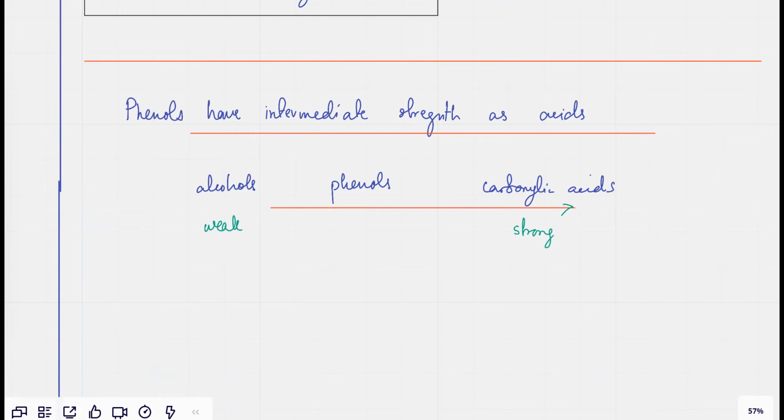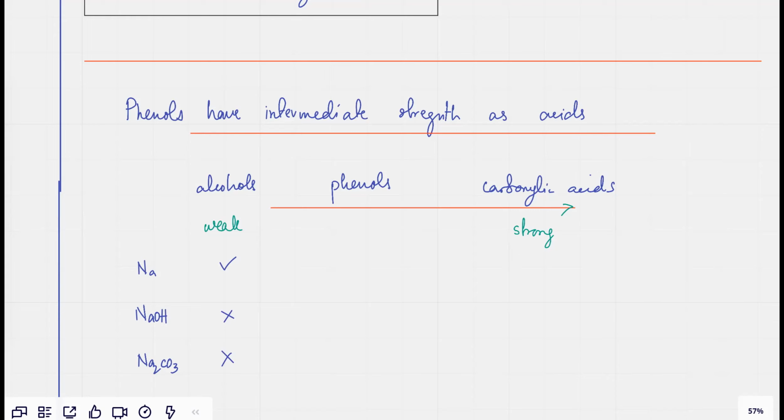Alcohols only react with sodium. I mean, your acids can react with three things. They can react with sodium, they can react with bases like NaOH, and they can react with carbonates as well. So your alcohols can only react with sodium. They have no reaction with NaOH. They have no reaction with carbonates, which are also weak bases.